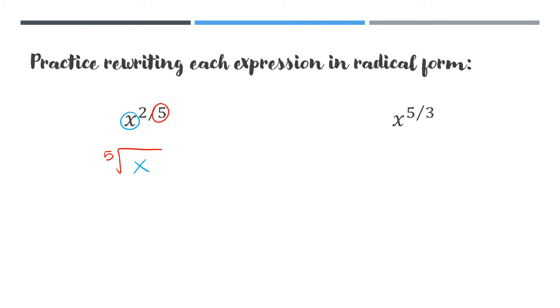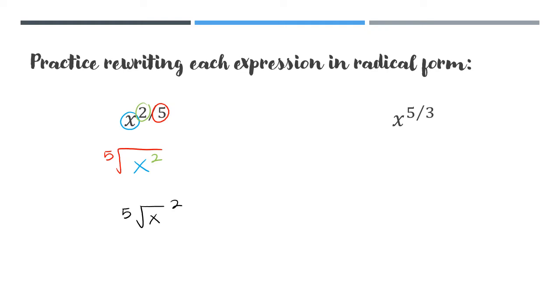We take our base and make that the radicand, the number underneath the radical. And we take the numerator from the exponent, and that can go underneath the radical sign, but another equivalent way to write this would be the 5th root of x, all squared. So maybe take a second to turn x to the 5/3 power into radical form. Could be two answers there.